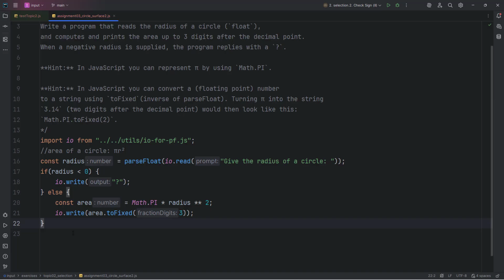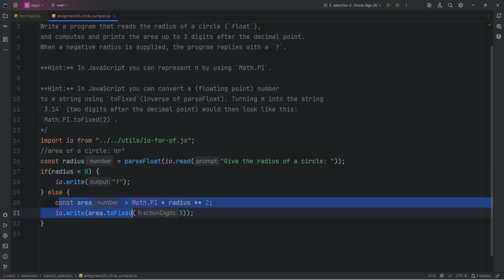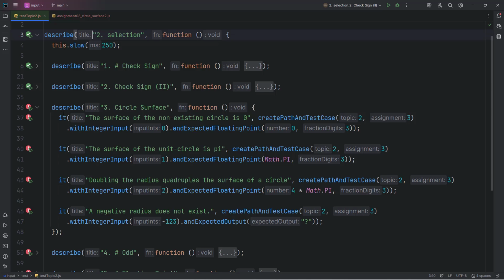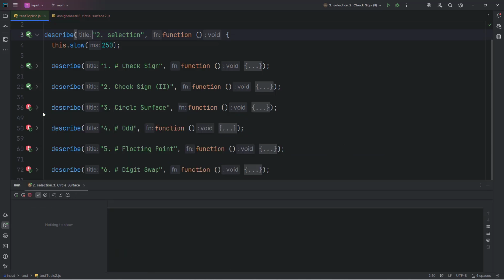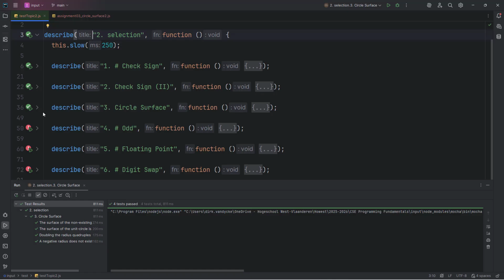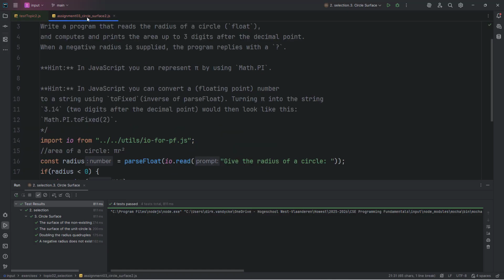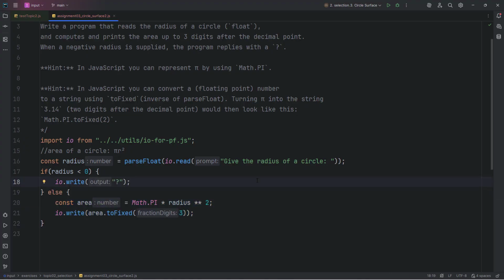Okay. So mind the fact that I have to ask the radius first. That was the first line of my previous solution. I have to ask this first before I'm able to make a decision, because I have to know the radius. But then I have the rest of the program being done if the radius is positive or 0. Let's check if this works. And we're good to go. So that's the exercise, or at least the solution for exercise 3 of topic 2.